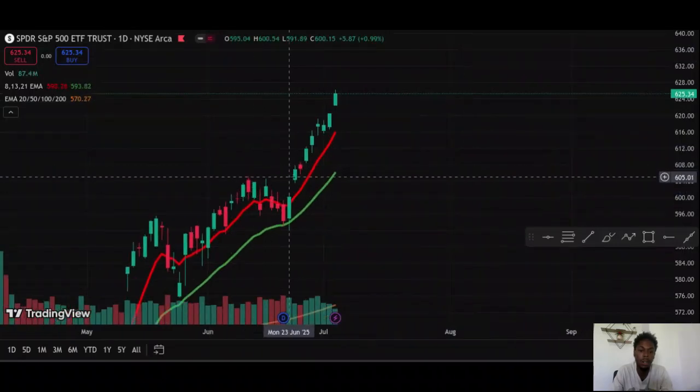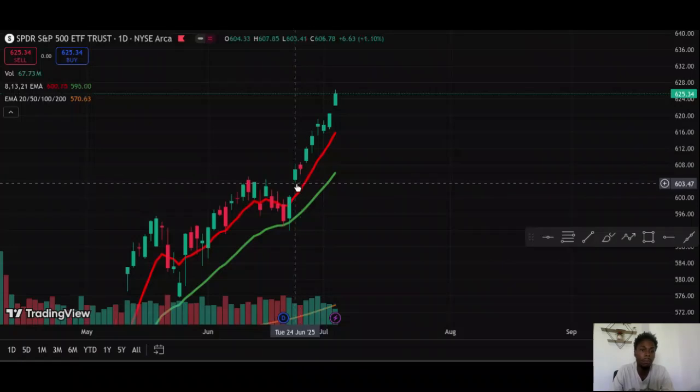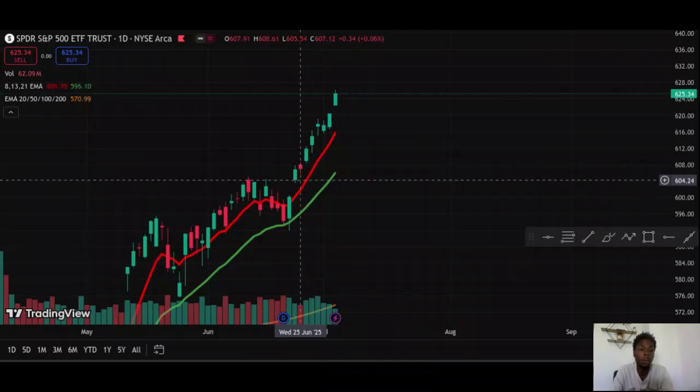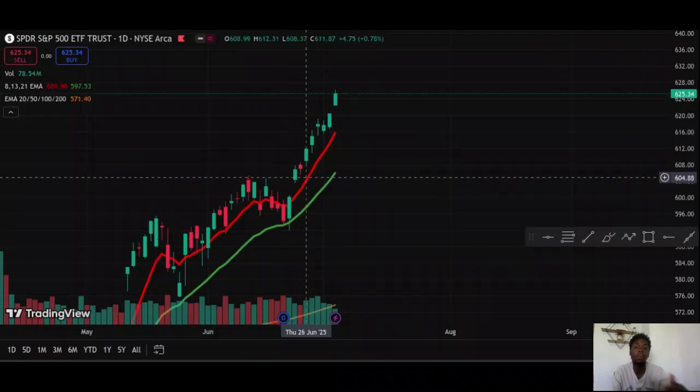We're going to start right here. We made a gap, we broke out, we ran, right? I want y'all to pay attention to the volume right here, okay? So the volume right here is 67 million, okay? The next day, 62 million, right? The next day, 78 million, and the price is increasing, okay?